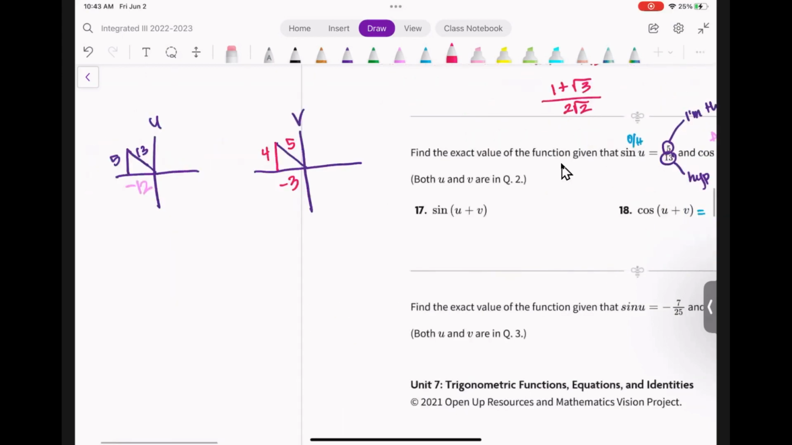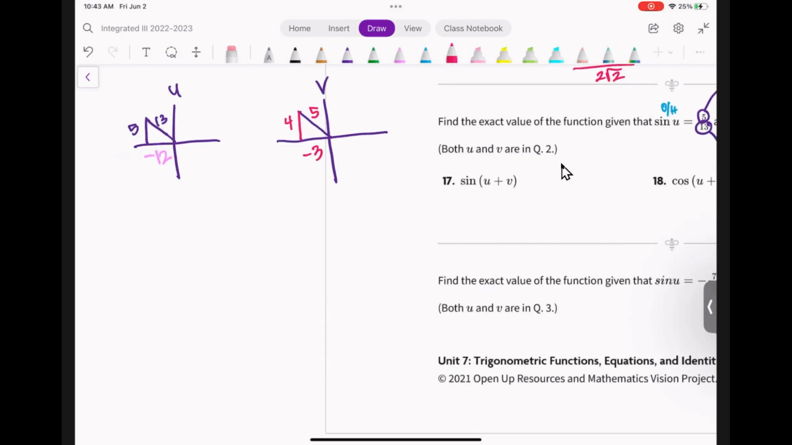The next thing that I'm going to do is look up my identity for the sum. The sum for these ones is u plus v. And if you remember, it's just sine, cosine, cosine, sine. So I literally write sine, cosine, cosine, sine. And then for sine, it follows: if it's a plus inside, then it's a plus outside. And then I go in and I put u, v, u, v.